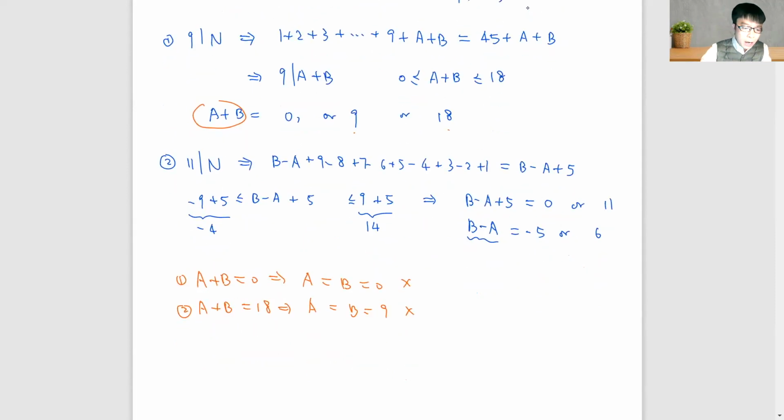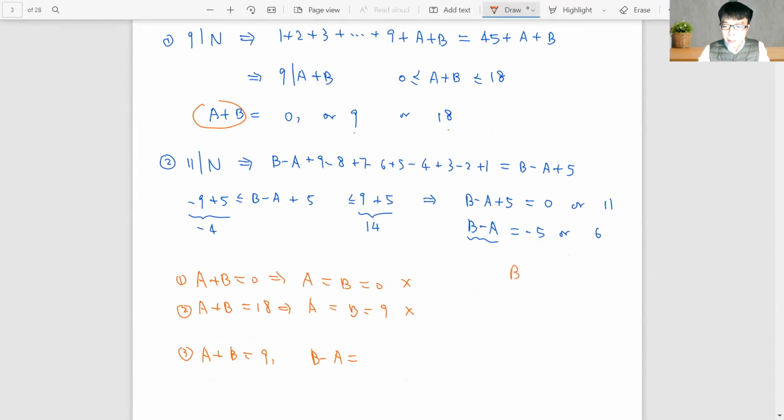Now we only have the last case: A plus B equals 9, and we have B minus A equals minus 5 or 6. And actually, we can easily see it should be minus 5. It cannot be 6 because B minus A and B plus A, these two terms must have the same parity. They should be both odd or both even.